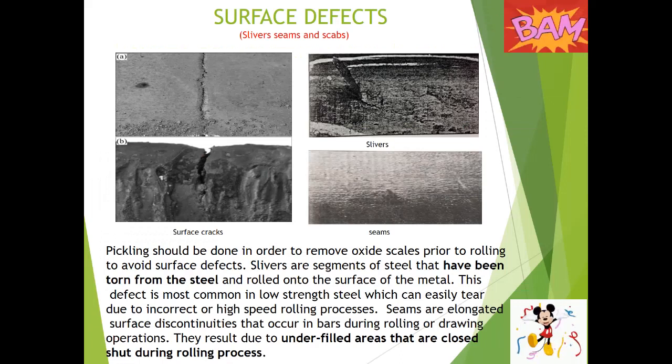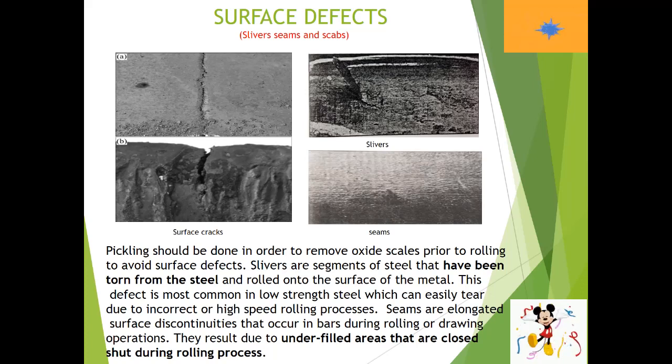Surface defects. Here you can see in the first macrostructure, a surface crack is there. The second one is sleeves. Third one is seams. Pickling should be done in order to remove oxide scales prior to rolling to avoid surface defects. What are these sleeves?